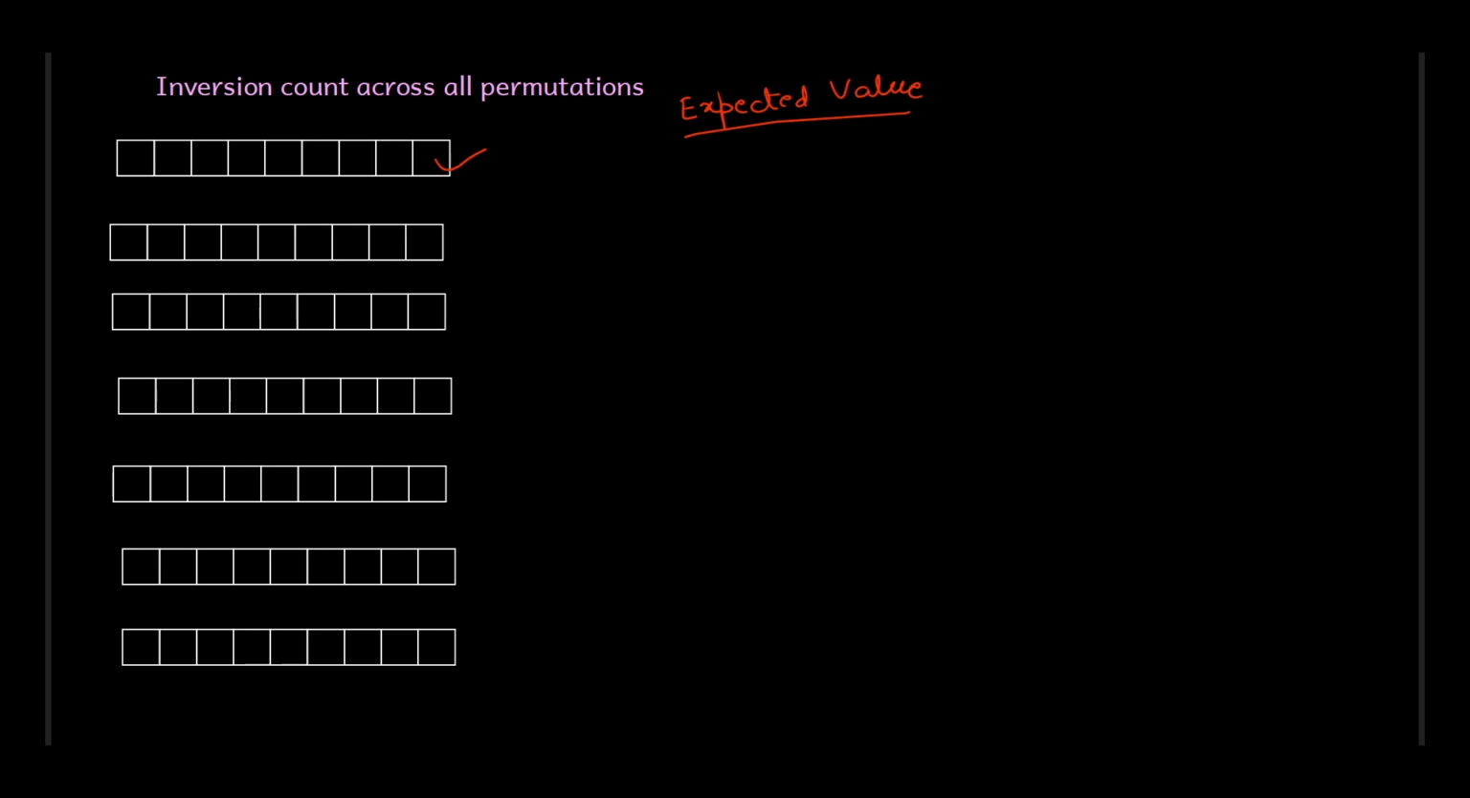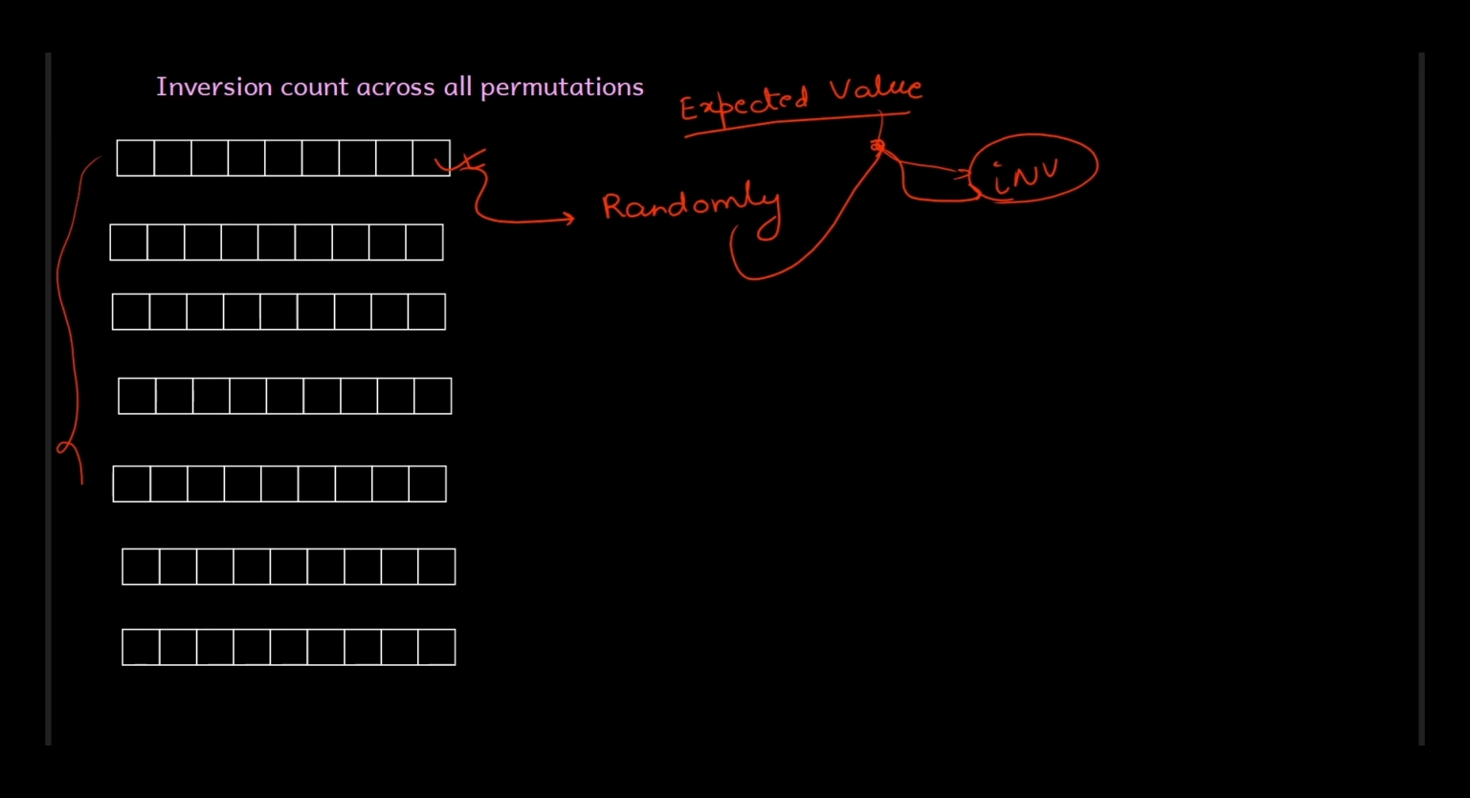So if I take this array A and permute it randomly, what is the expected value of the number of inversions? You will see a lot of problems talking about this concept of expected value of the number of inversions. So how do you find out? You only have at your disposal the sum of inversions across all these, right? But how do you incorporate probability and expected value into this?